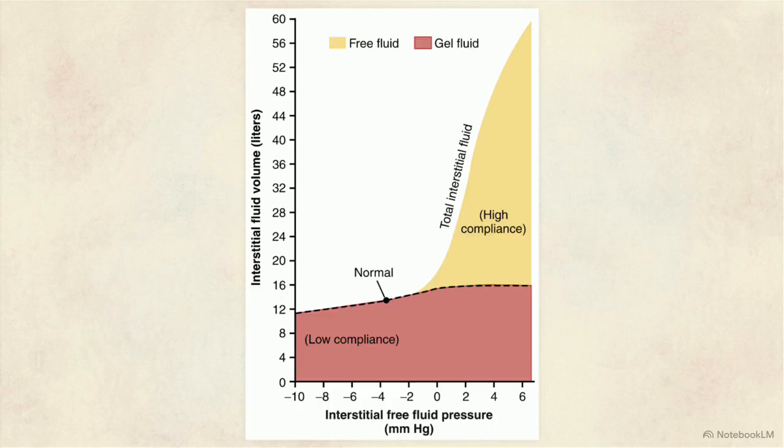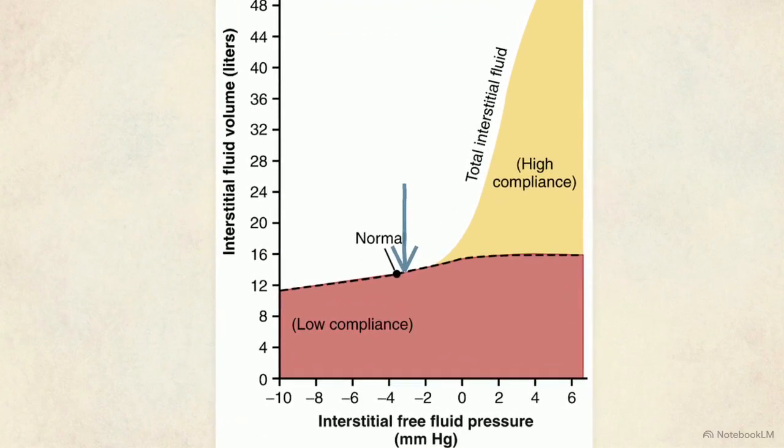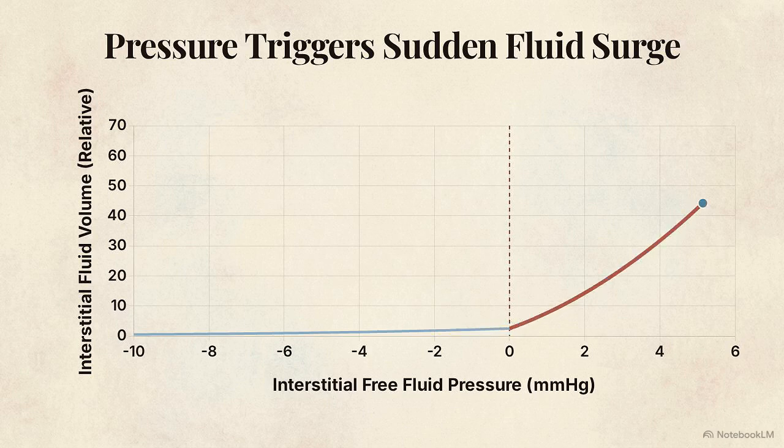This graph charts total interstitial fluid volume against interstitial free fluid pressure, mapping the exact mathematical threshold where the body's safety factors fail. Tracking the normal baseline, the tissue absorbs small pressure increases with very little expansion. The critical inflection point lies exactly at 0 millimeters of mercury. This is the precise moment the interstitial fluid pressure ceases to be negative and turns positive.